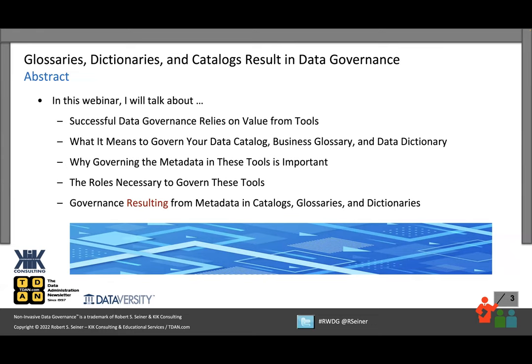First, we need to define what successful data governance looks like within our organization. Then we need to talk about how data governance itself relies on getting some value from the tools we're mentioning here: the glossaries, the dictionaries, and the catalogs. We'll talk about what it means to govern the catalogs, the glossaries, and the dictionaries themselves, and why it's important to govern the metadata within the tools.